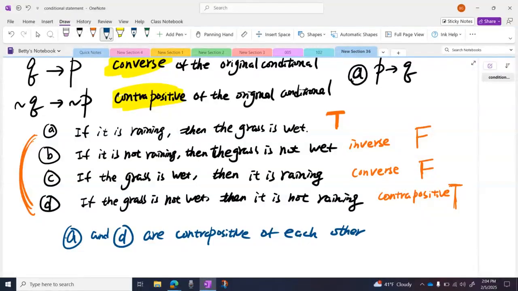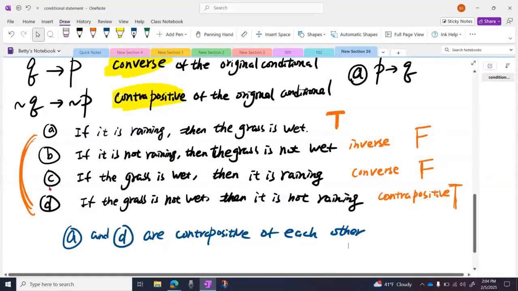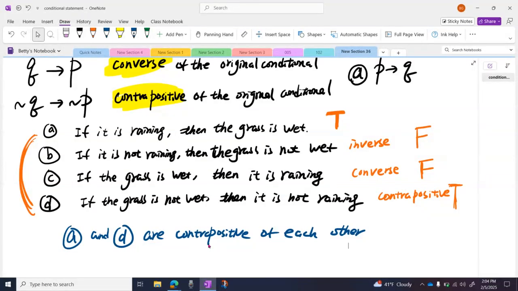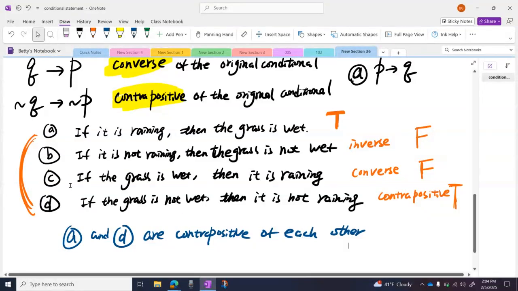We know D is the contrapositive of A, but the other way around is correct as well. A is also the contrapositive of D. They are mutual. If two conditional statements are contrapositive of each other, they are equivalent. They must have the same truth values. They are either both true or both false, because they basically mean the same thing logically. As you can see, A and D are both true in this case, right?